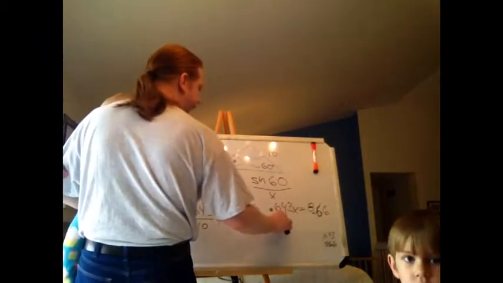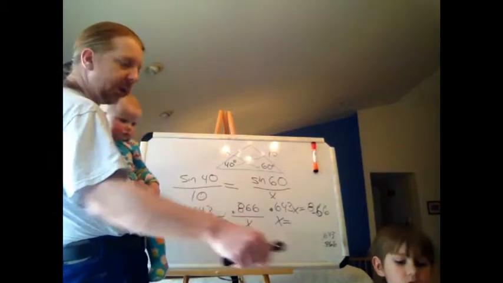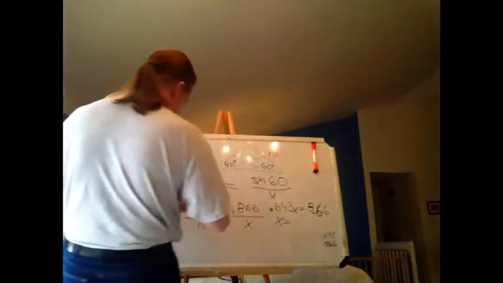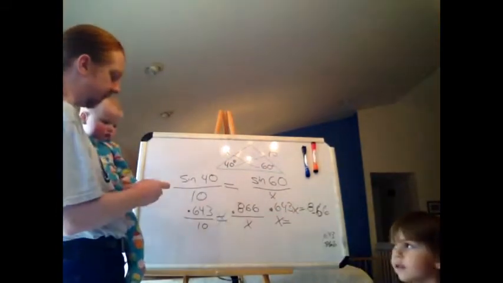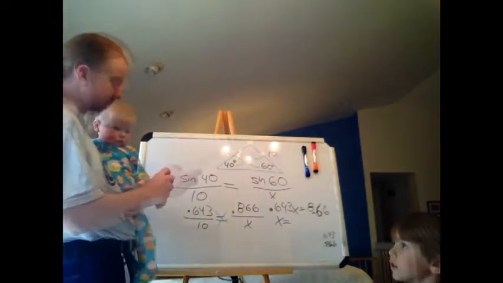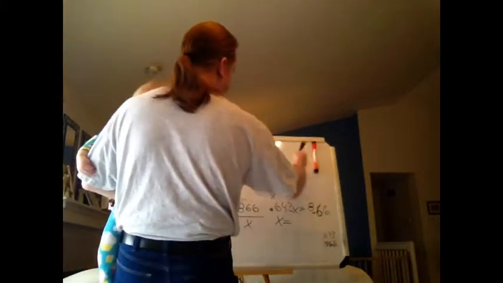And now I can go ahead and divide to get x. Can you hand me my phone, please? It's right there. Thank you very much. And let's see what that comes out to be. 8.66 divided by 0.643 equals 13.4.